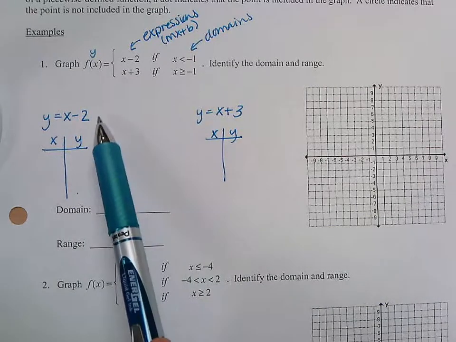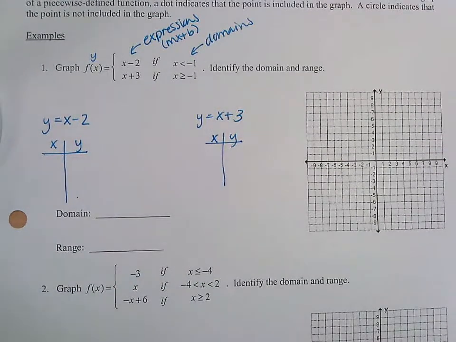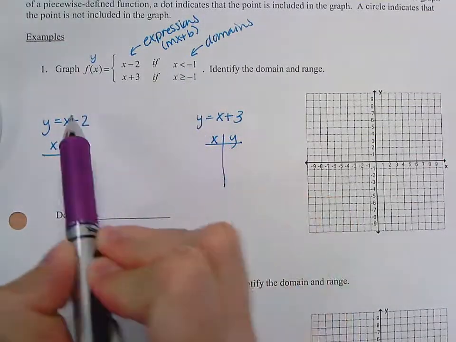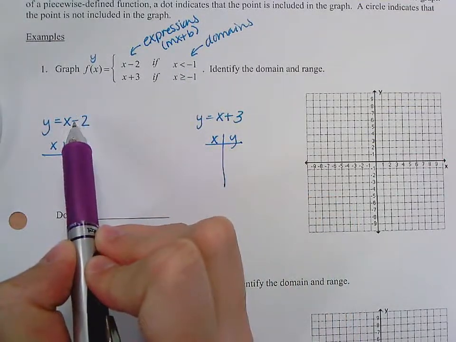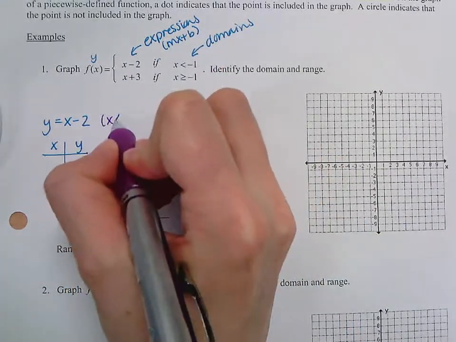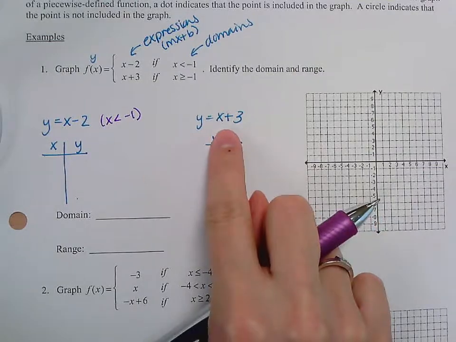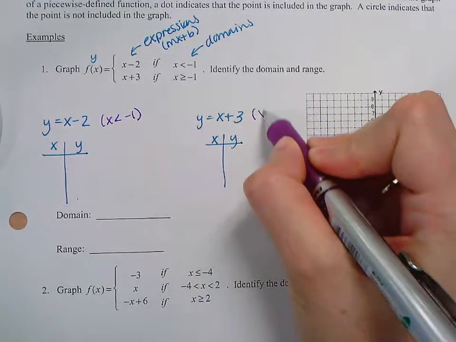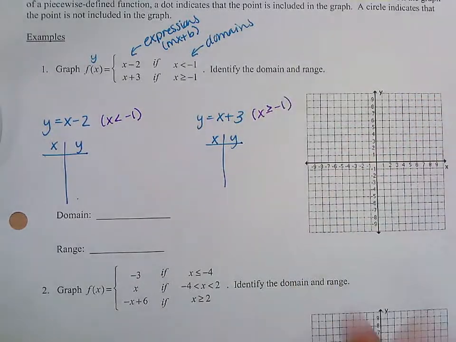And then I'm also going to write next to them, just as a reminder to myself, for the y equals x minus 2, the domain is only for x values less than -1. And then the x plus 3 is only defined for x values that are greater than or equal to -1.